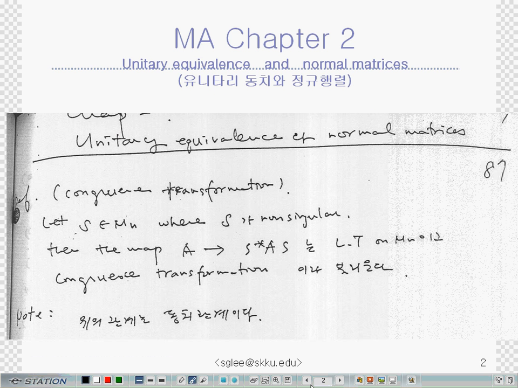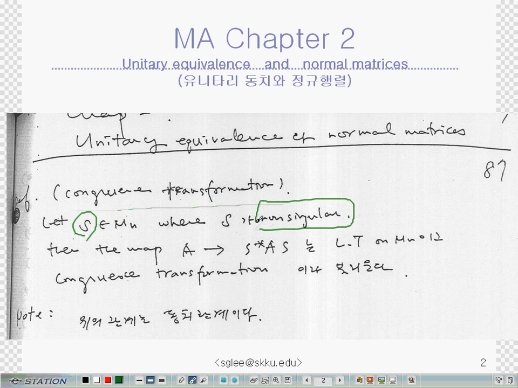Okay, Chapter 2, Unitary Equivalence and Normal Matrices. The first definition of Chapter 2 is about congruence transformation. Congruence transformation.